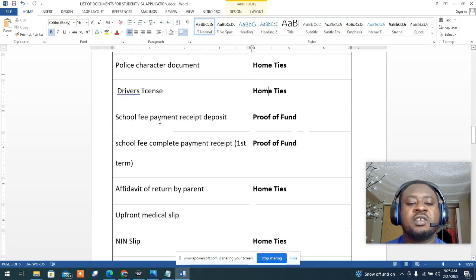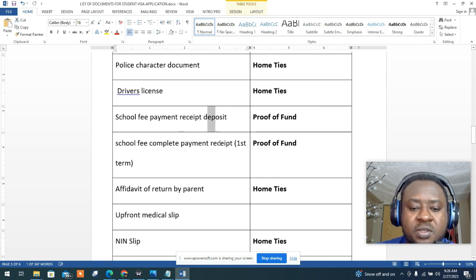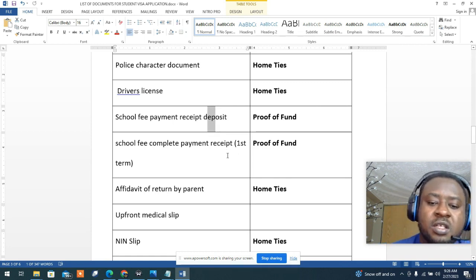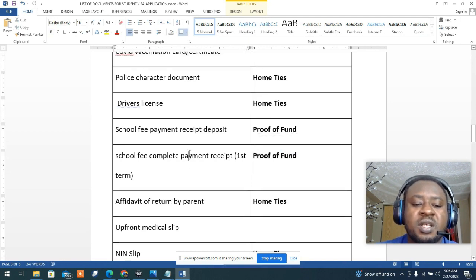Then we'll talk about the school fees payment receipt, the deposit. Maybe you have made the payment to the school as a deposit. So it's a strong proof of fund. It shows that you're actually serious and you are ready to study. Then we talk about school fees complete payment. Maybe you've not just paid your deposit, you've made the first term tuition payment. You can include the receipt.